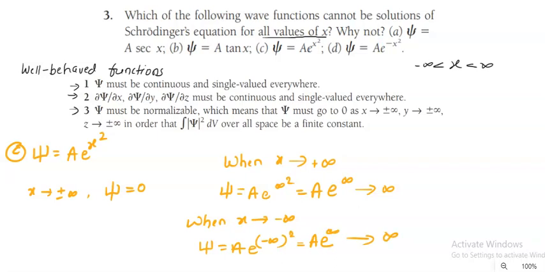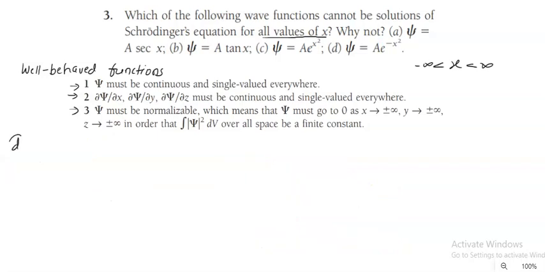So here what is happening? As x tends to infinity, the wave function is also tending to infinity. That's why the wave function psi cannot be normalizable. Hence, this wave function cannot be a solution of Schrödinger equation.